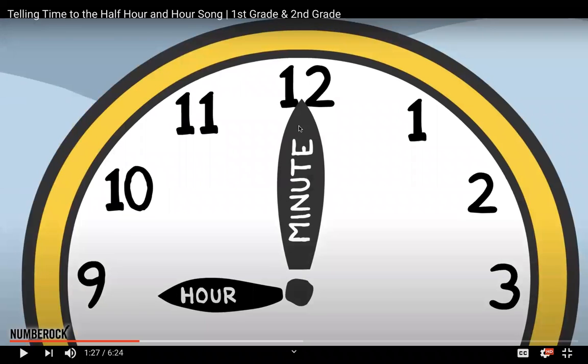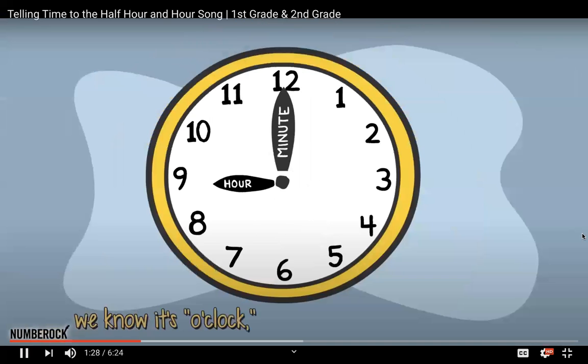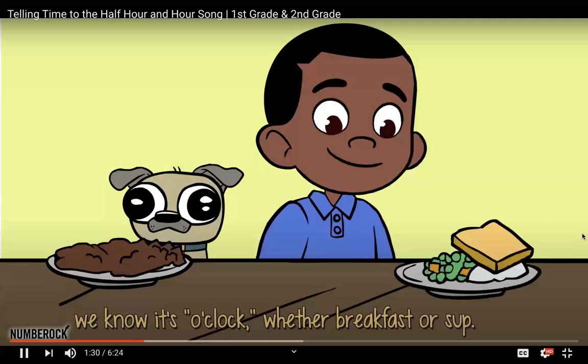I'm going to pause it real quick. Look, the longer hand is the minute hand. The short hand is the hour hand. So we know that this is pointing to 9 and this is pointing up, so we know that means 9 o'clock. We know it's o'clock, whether breakfast or supper.